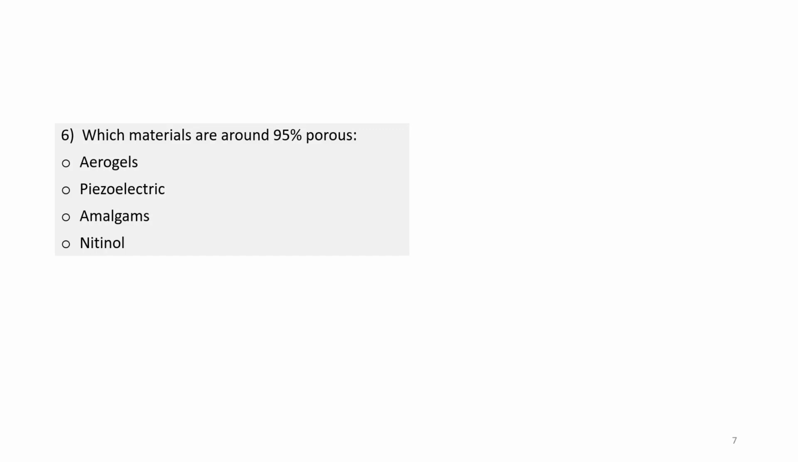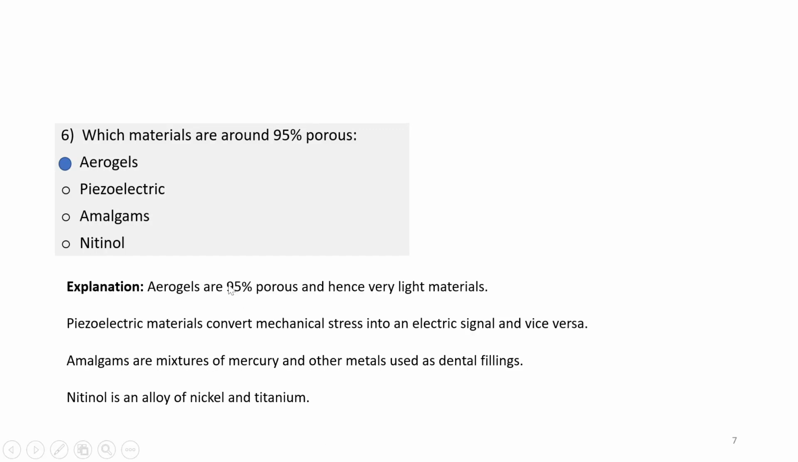Now which materials are around 95% porous? Your options are aerogels, piezoelectric materials, amalgams, nitinol. So which one would be correct? The correct answer will be aerogels. Aerogels are 95% porous and hence they are very light materials. And as the name suggests, aerogels, there will be air gaps between these gels. So it will be 95% air in the aerogels. So they are very light materials and they also have very good thermal insulation.